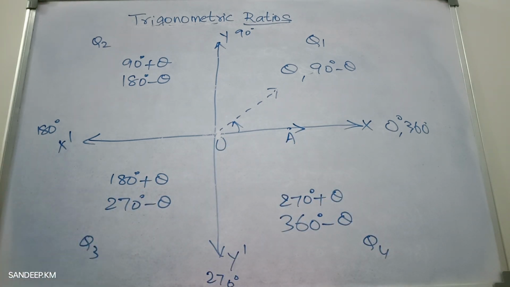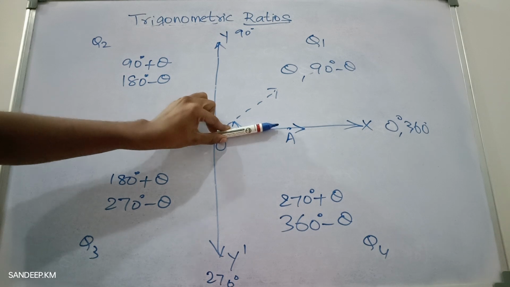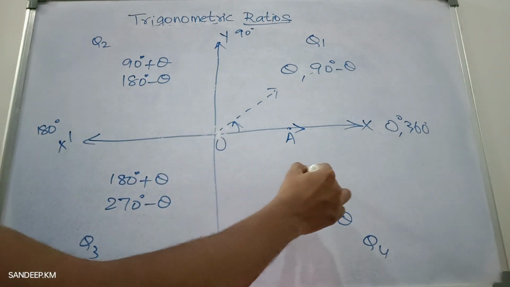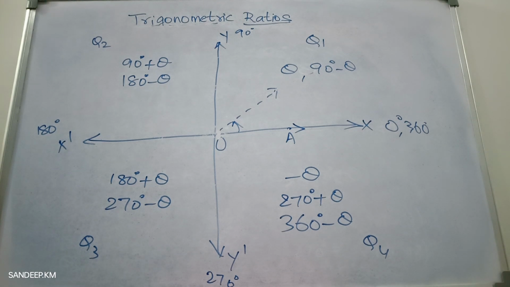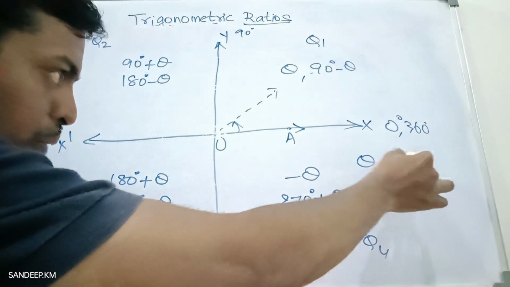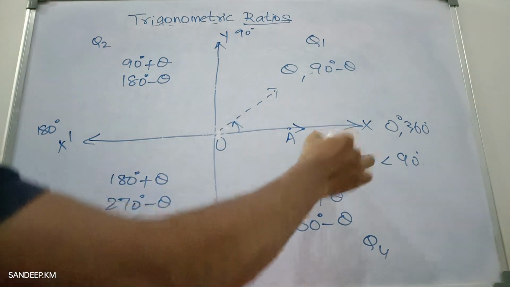And at the same time, assume that you are at 0 degrees. Instead of calling it 360 degrees, assume that you are at 0 degrees. And if you travel back, then it is minus theta, correct or not? Even minus theta is also an angle in the fourth quadrant, where theta is an acute angle. Keep this in mind. In all these cases, theta is an acute angle.